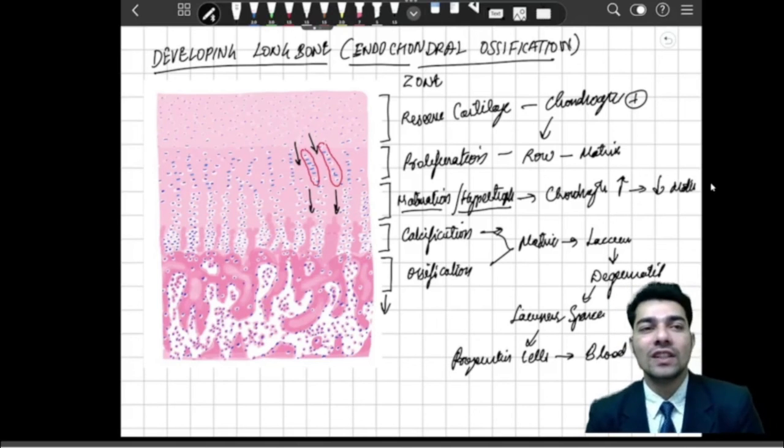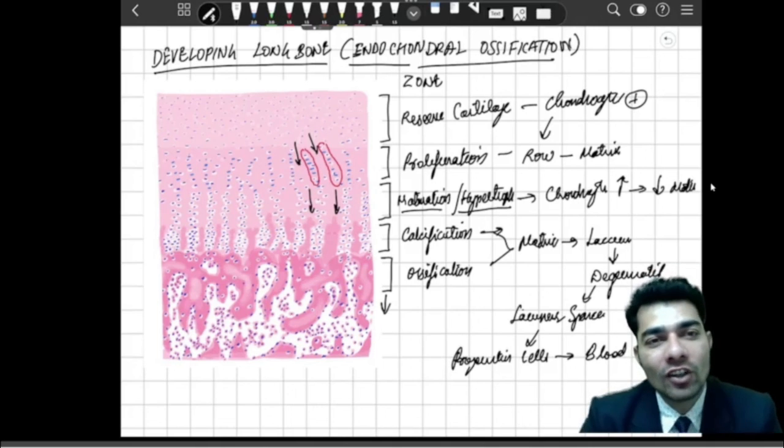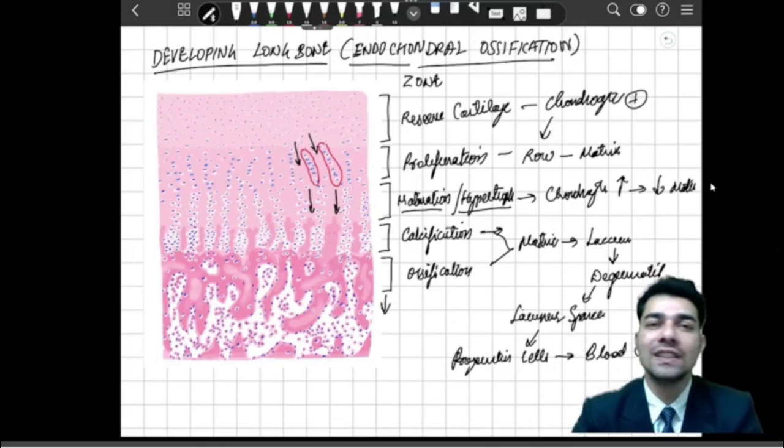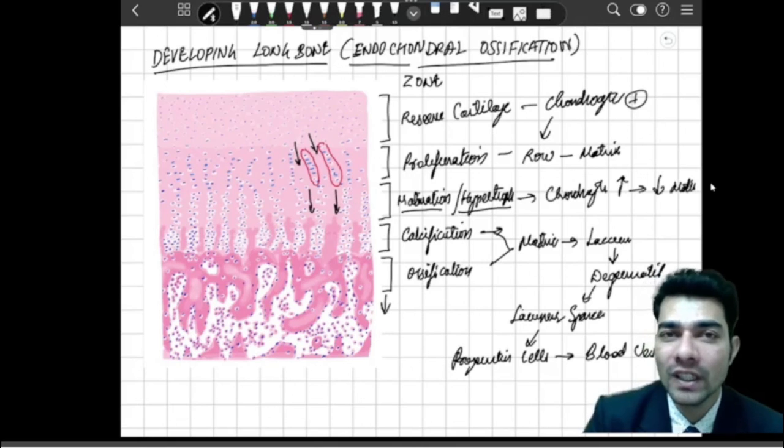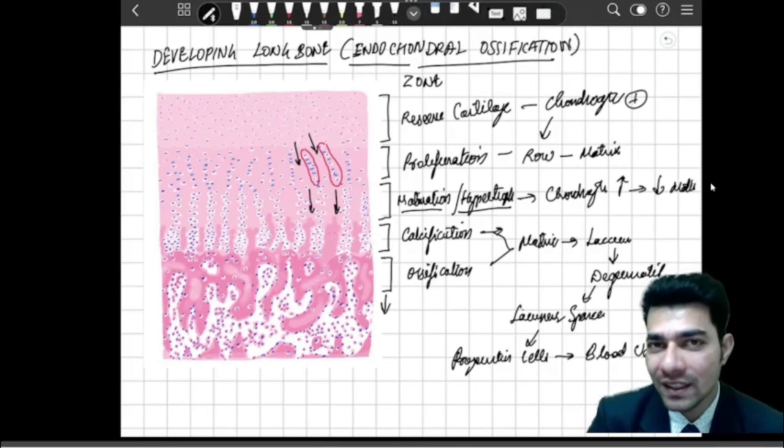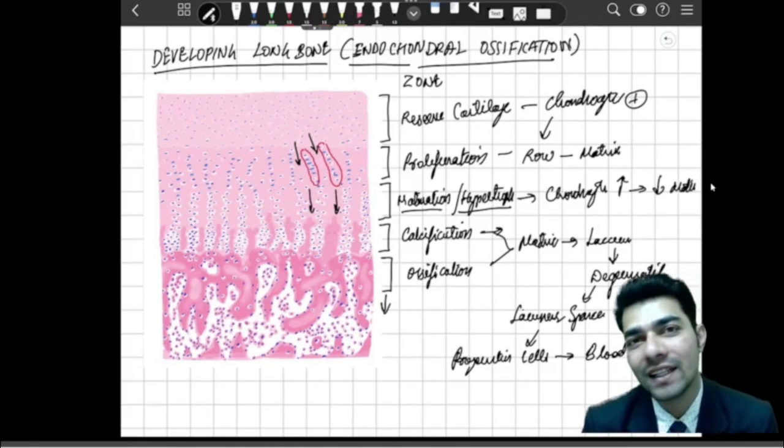Okay, so this was a slide about developing bone, which is seen in long bones. So the primary cartilage in this is nothing but the hyaline cartilage.